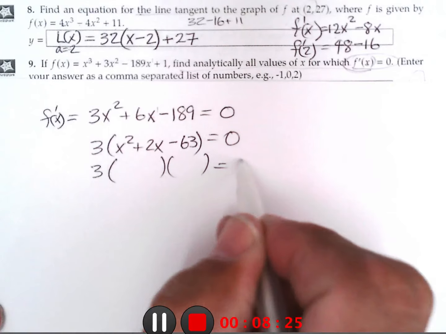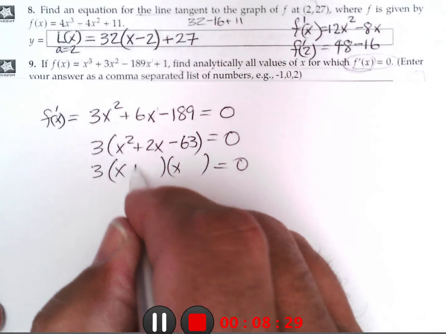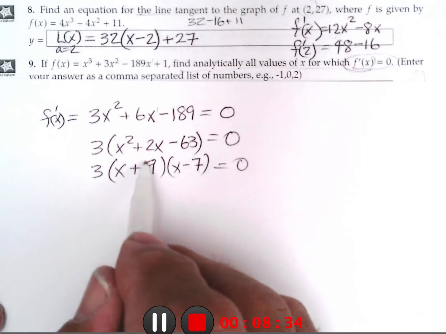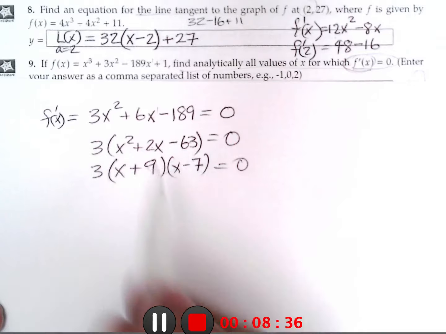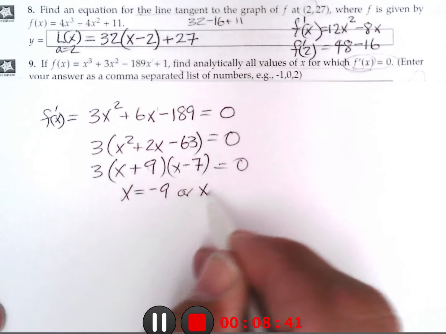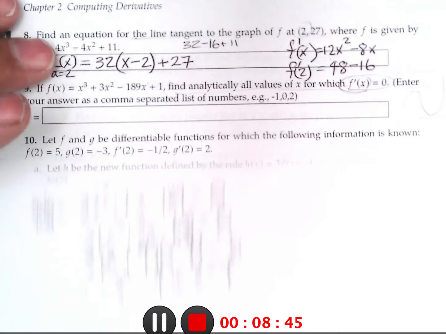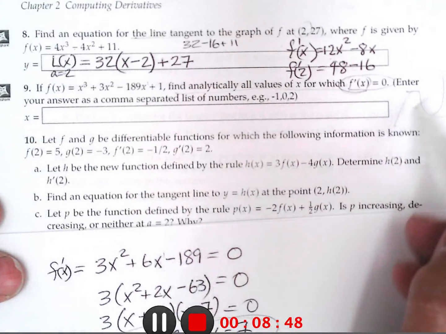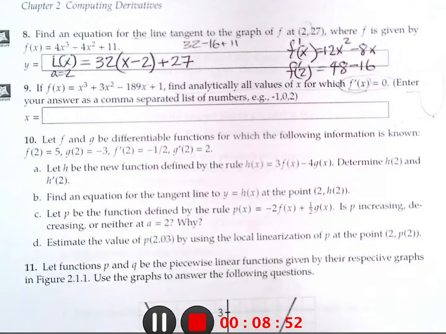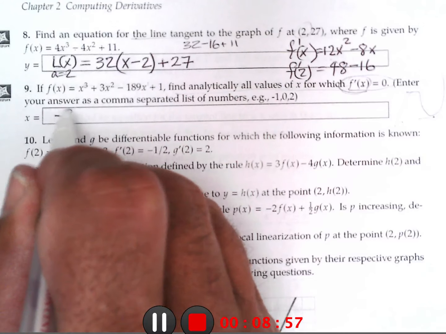And see, x and x 7 times, so plus 9 minus 7 will make the 63, plus 9x minus 7x is 2x. And so x equal negative 9 or x equal 7. That's the two places where the slope is 0, at negative 9 or at plus 7. Okay, so if we want to list them like they said, negative 9, comma 7.